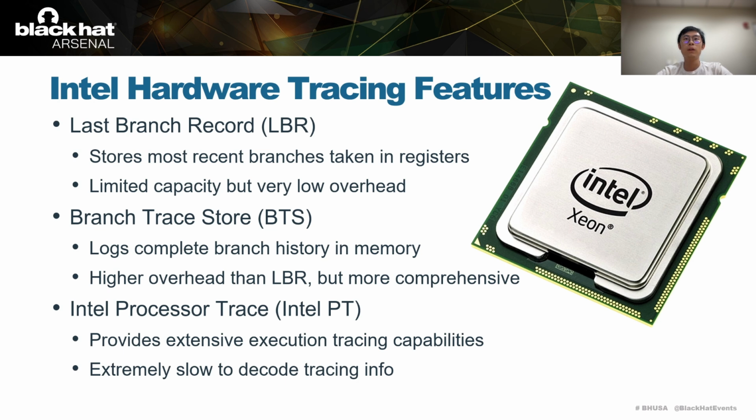So for Intel hardware tracing, it actually provides three features. The first one is the last branch record. It stores the most recent branches' from address and destination address in those registers. And the registers are pre-built in the Intel processors, so they have limited capacity. By knowledge from the Intel manual, it varies from 16, 32, and up to 64 at most. But accessing those registers has very low overhead.